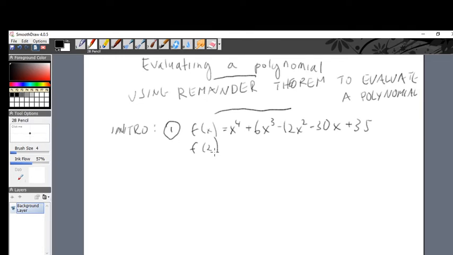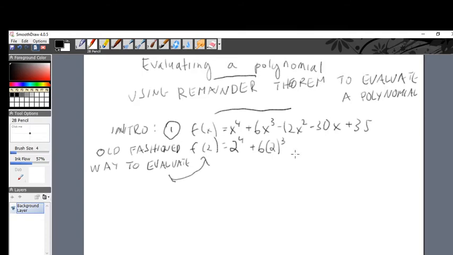Now, if we do it the old-fashioned way, f of 2 equals 2 to the 4th plus 6 times 2 to the 3rd minus 12 times 2 to the 2nd minus 30 times 2 plus 35. 2 to the 4th is 16.